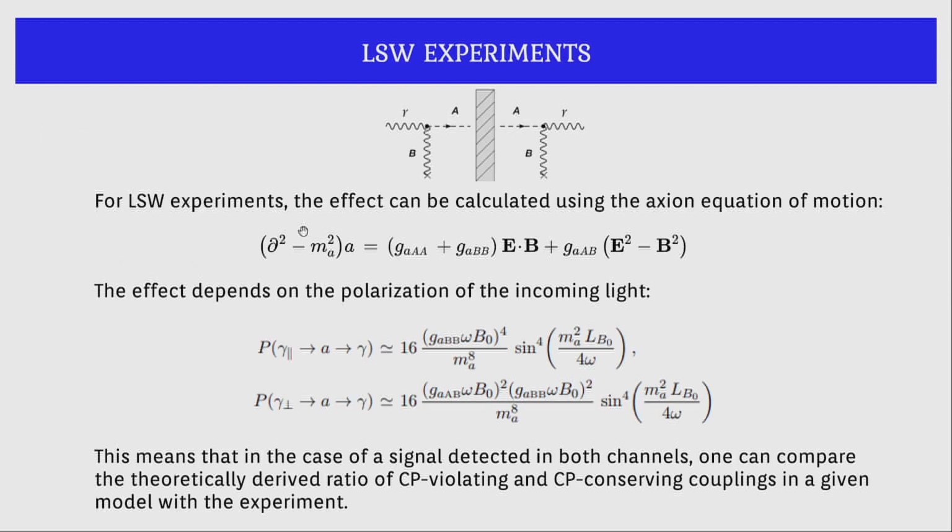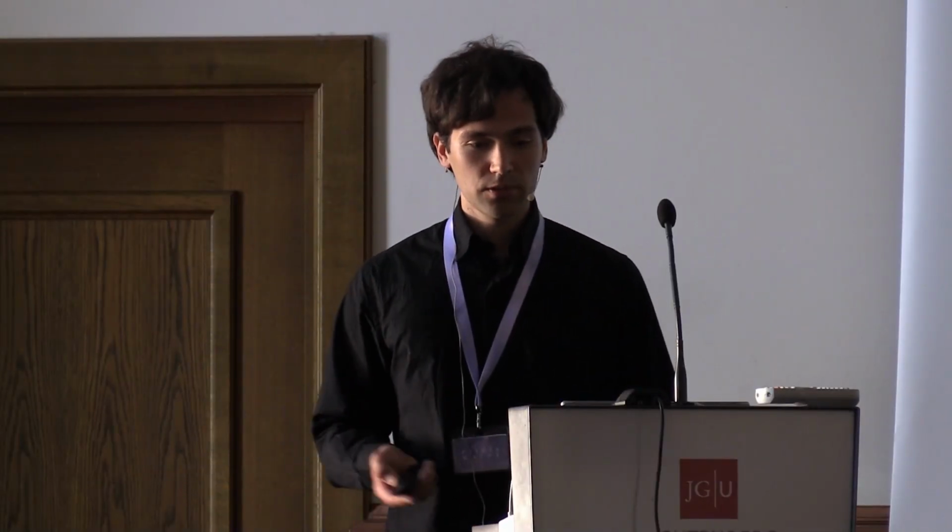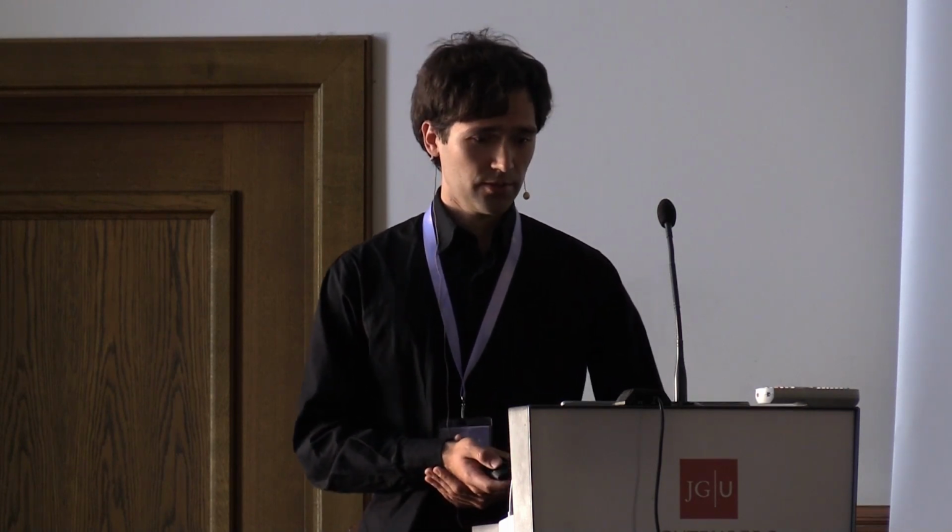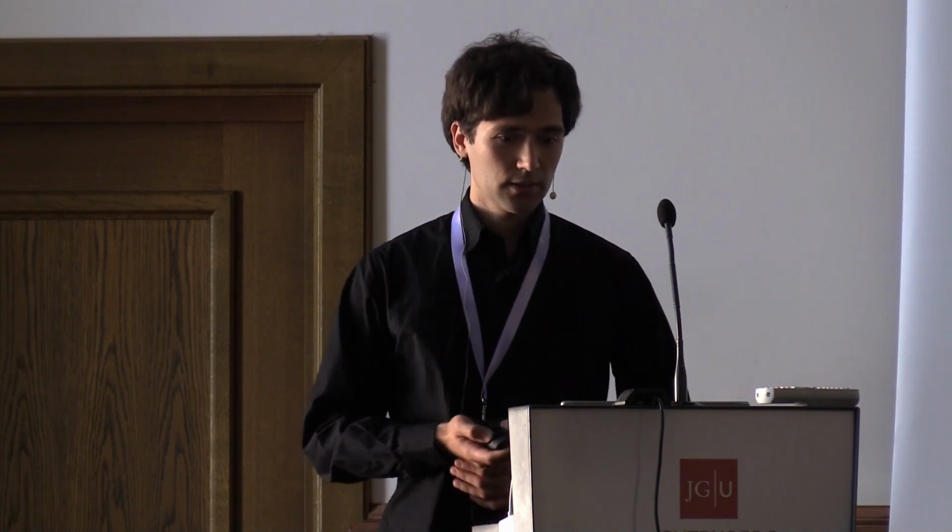So in the light-shining-through-wall experiments, we are dealing with the disappearance and appearance of the axion particles. So the results stay more or less the same, but now because we have control over the initial polarization of the laser beam, we actually also have access to the AB coupling. And if we measure in some experiment the BB coupling, then later we can also measure the AB coupling with the next generation of experiments. So now let me conclude with this plot.